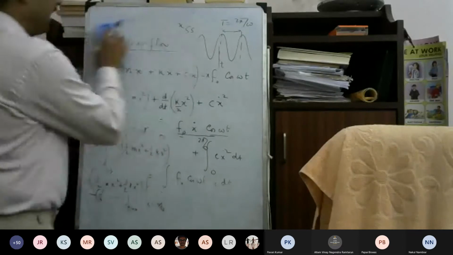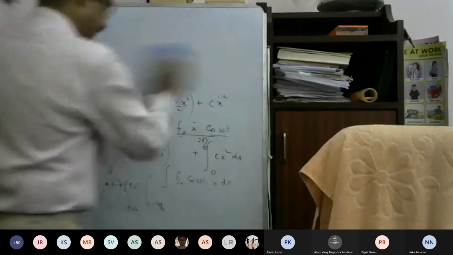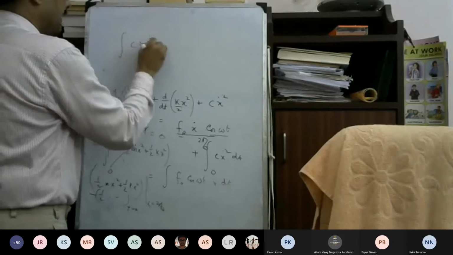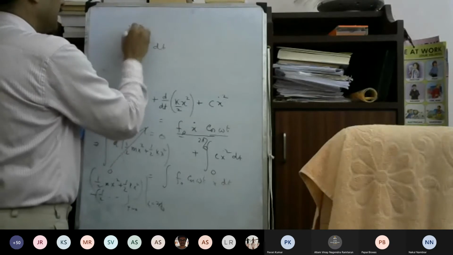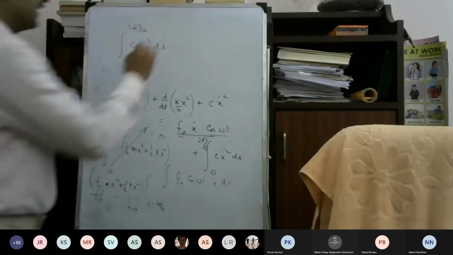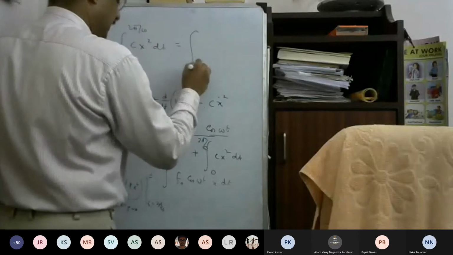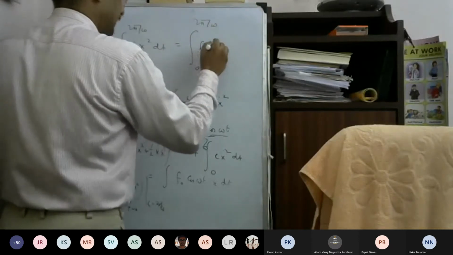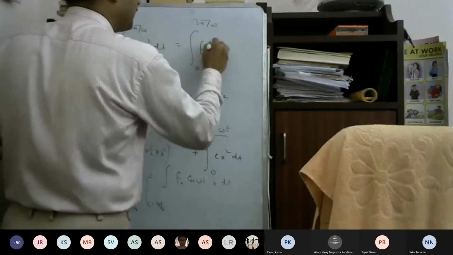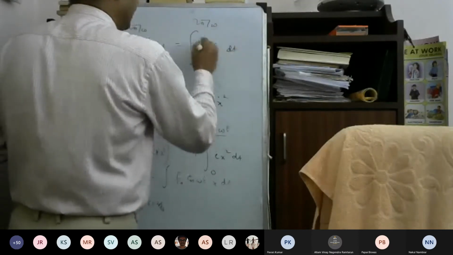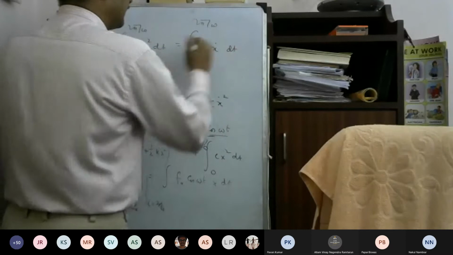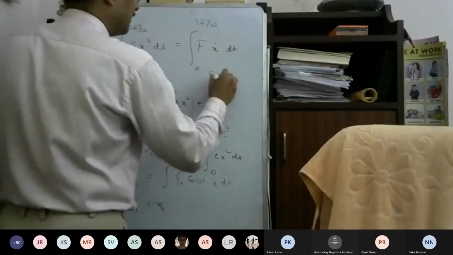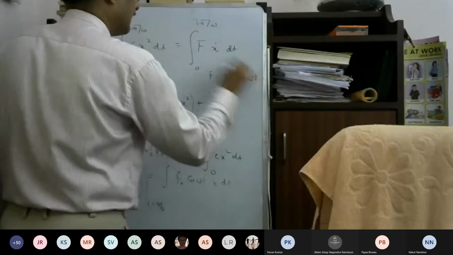And then you see now what we have left is that the c x dot square dt, from 0 to 2 pi by omega, this is nothing but your integral from 0 to 2 pi by omega of f x dot dt. I'll just write down f, just to say that this f is equal to f naught cosine omega t.